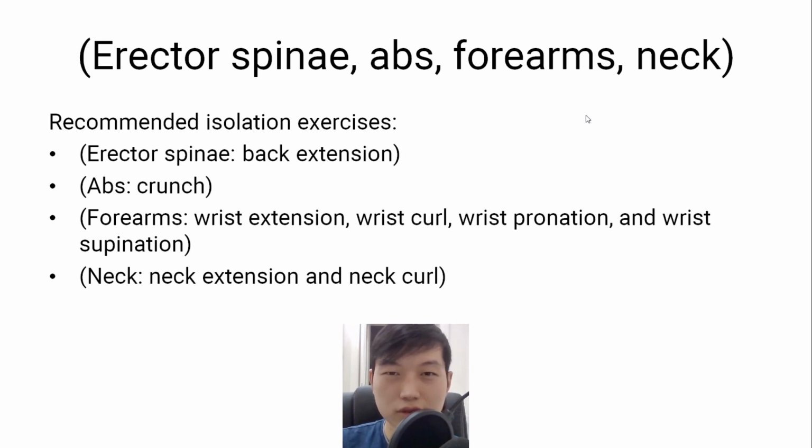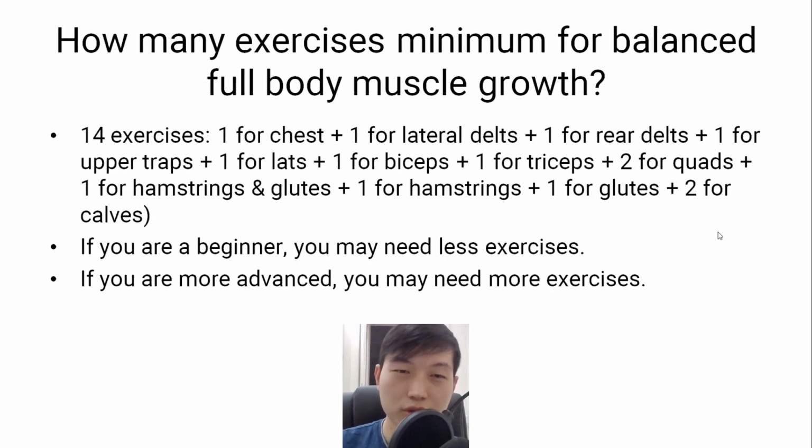So now you know every kind of exercise you need for an optimal training program. So in total, how many exercises minimum for balanced full body muscle growth? 14 exercises. One for the chest, one for the lateral delts, one for the rear delts, one for the upper traps, one for the lats, one for the biceps, one for the triceps, two for the quads, one for the hamstrings and glutes, one for the hamstrings, one for the glutes, and two for the calves.